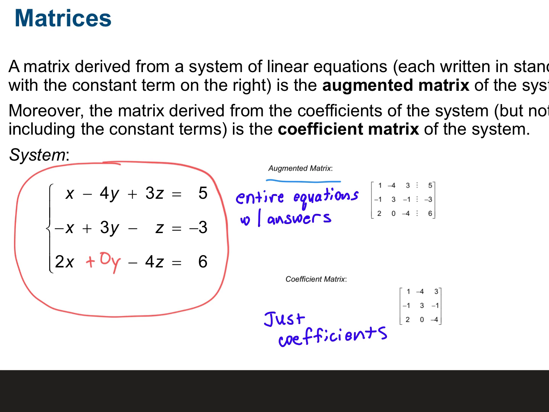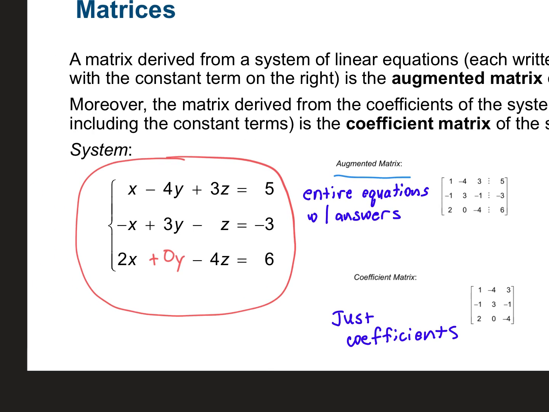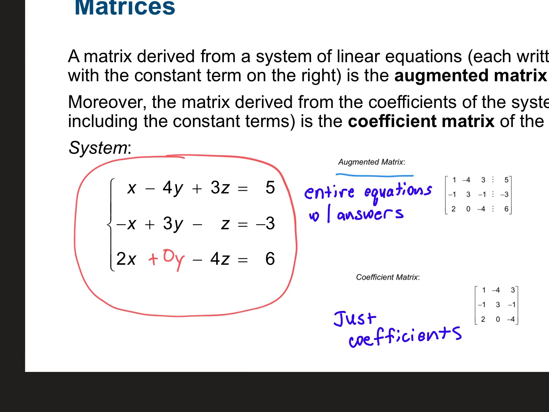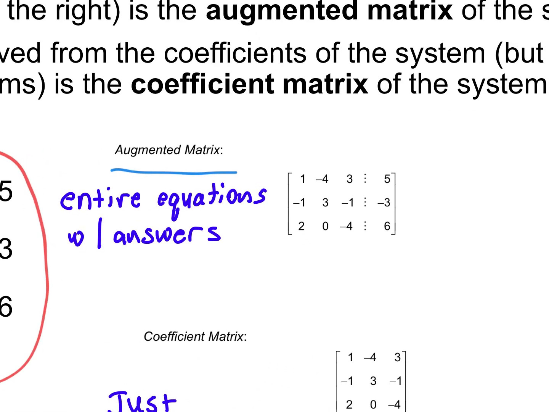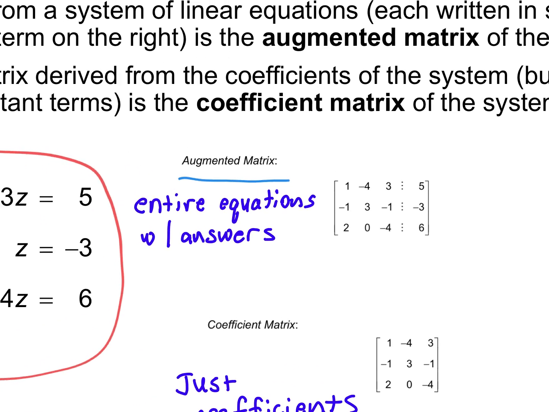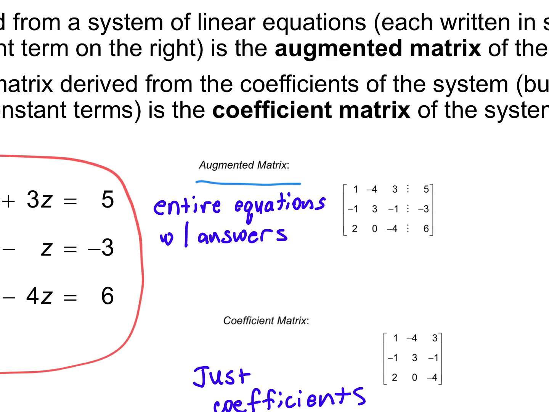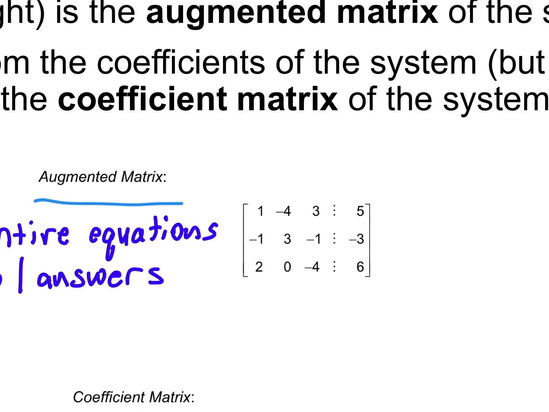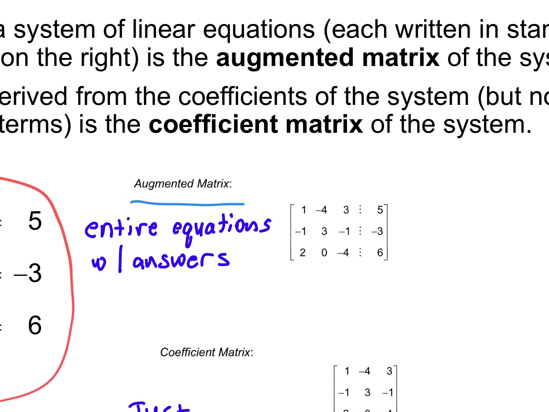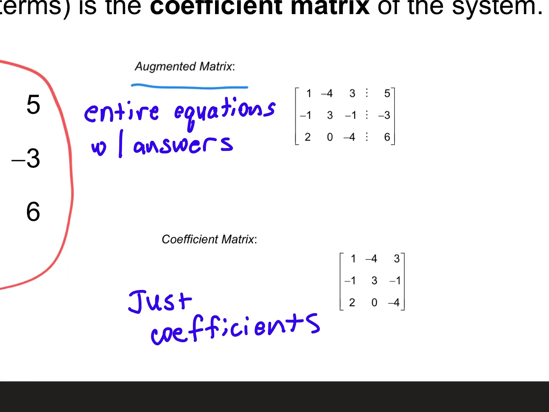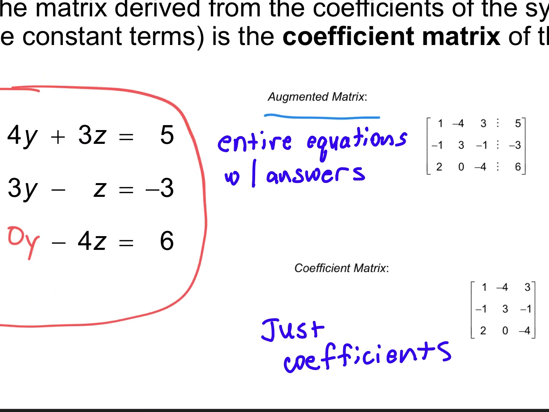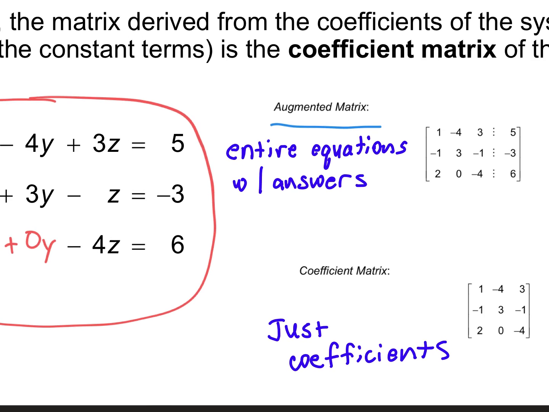That's it. Do you notice how the x column, if I look up and down, the coefficients are 1, -1, 2, right? What is it here? 1, -1, 2. What are the coefficients of y? -4, 3, and 0. Look at the y column: -4, 3, 0. Does everybody see that? What is the coefficient matrix? How would you describe that compared to the system of equations that's circled? It's just the numbers in front of the variables without the answers.